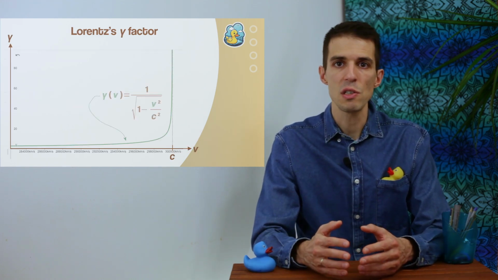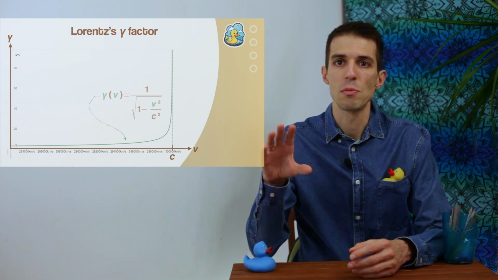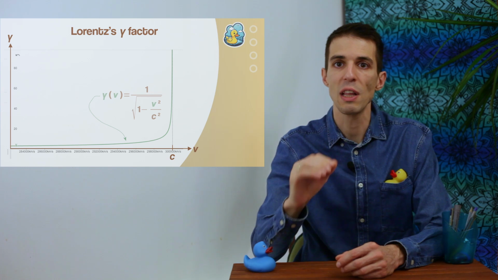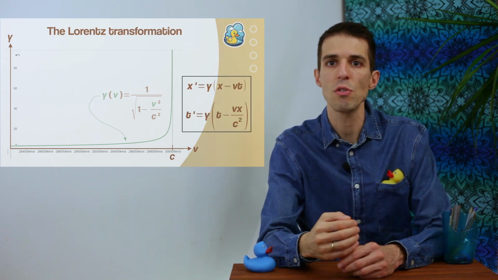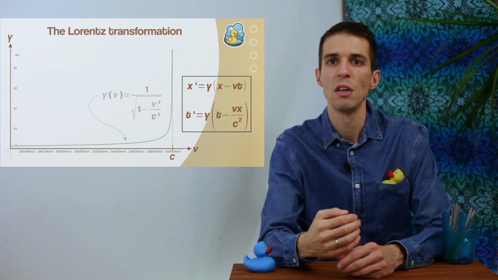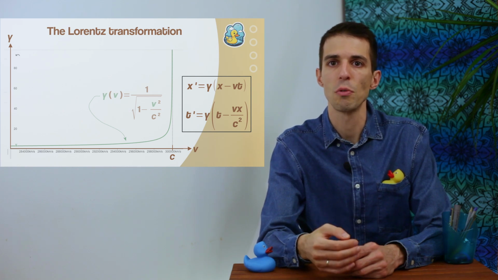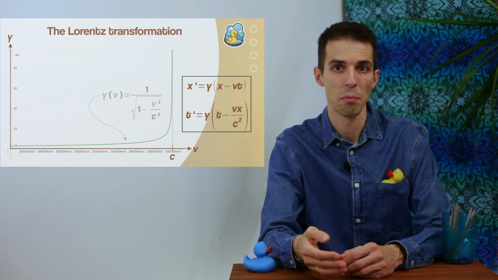As v increases, the denominator of gamma gets smaller, so gamma grows larger and larger. When v approaches the speed of light, gamma approaches infinity. These transformations ensure that the speed of light remains constant, resolving the paradox posed by the Michelson-Morley experiment. Let's see how these equations work in a practical example.